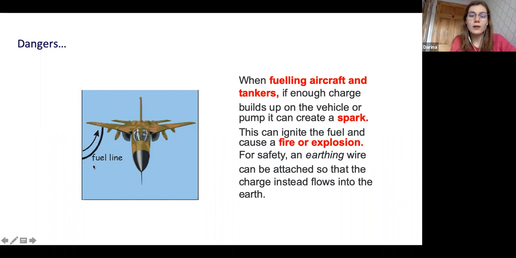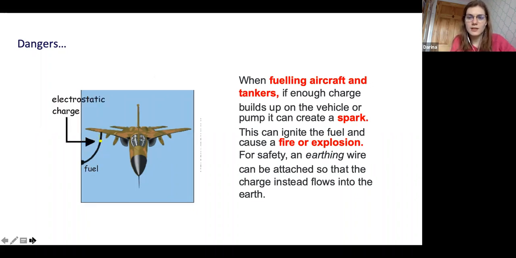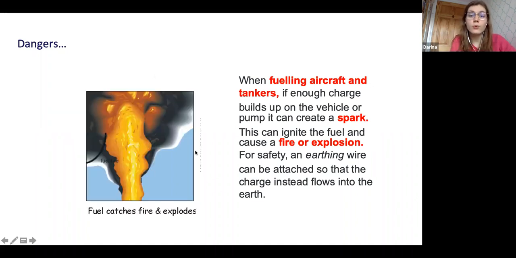So here we have a fuel line in my picture going to an aircraft. There might be static electricity when you're refueling, so any kind of friction, and therefore it might be that the fuel catches fire and explodes. Does anyone have any idea how to prevent that? How do we prevent the negative effect of static electricity? How do we prevent the charge from building up? Any ideas?